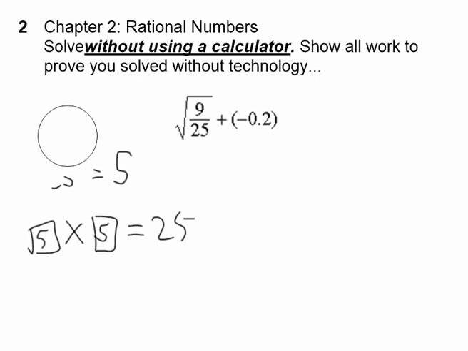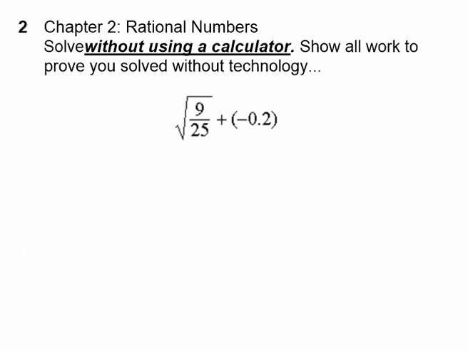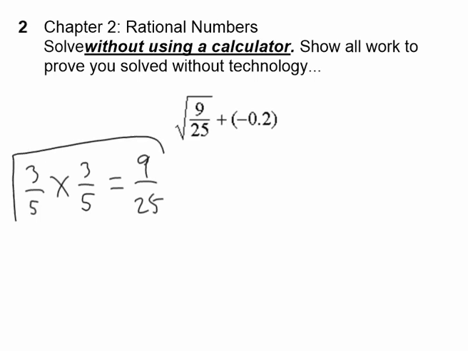Now it gets a little bit more complicated when you have a fraction, but not significantly more complicated, because I have to ask myself the same question. What fraction multiplied by itself was 9/25? That's what the square root of 9/25 means. So is that numerator of 9 a perfect square? And it is, because 3 times 3 would have garnered the answer of 9. And for the denominator of 25, 5 times 5 gave us 25. So therefore, the square root of 9/25, when I look at it like this, which is the work you need to show, is 3/5. Okay?